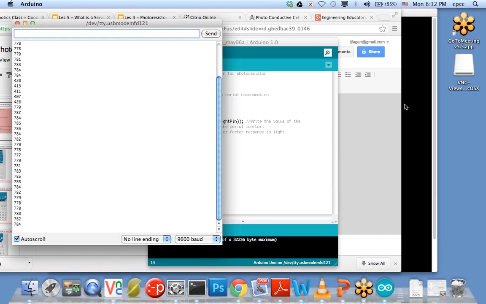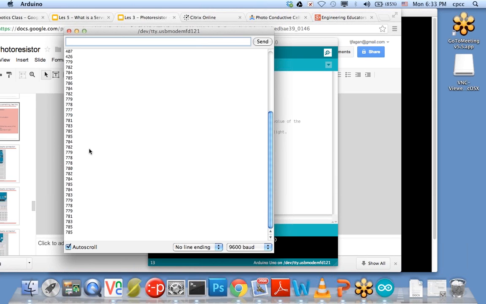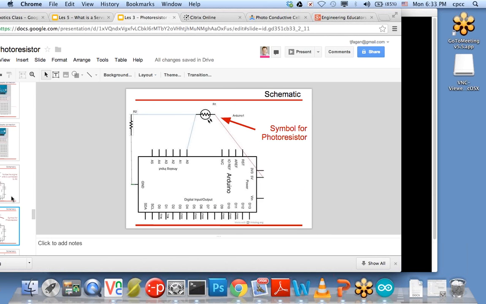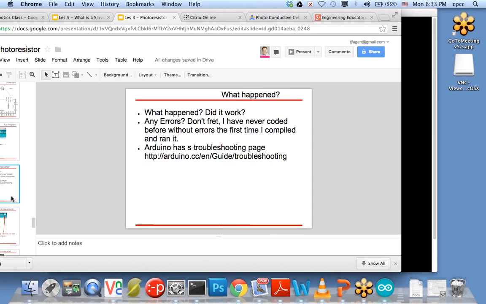So I'm going to mute you back up. Once the code is running, it should look something like this. Now, if I put my hand over it, it's going to do what? I put my hand over it and it lowers. Take my hand off and it raises. So that's what you should be seeing. I'm going to check for any questions here.